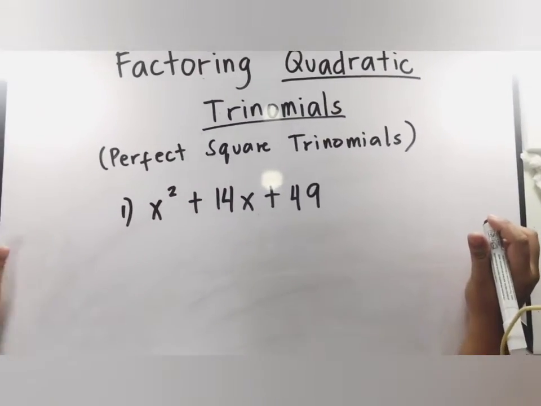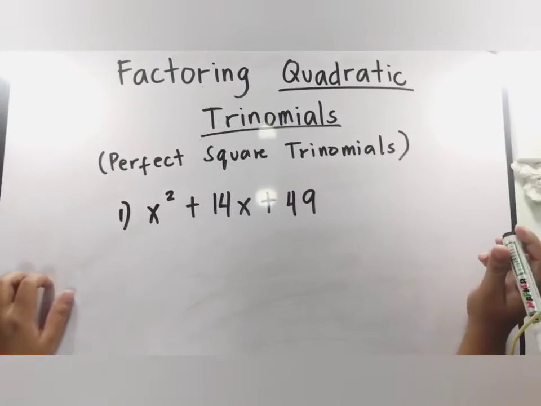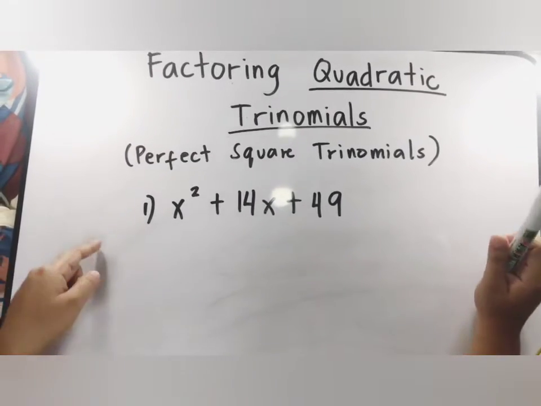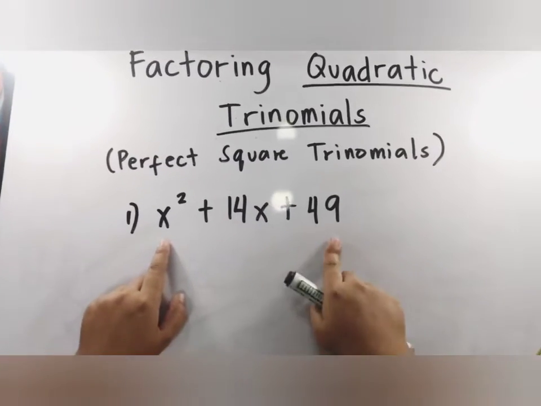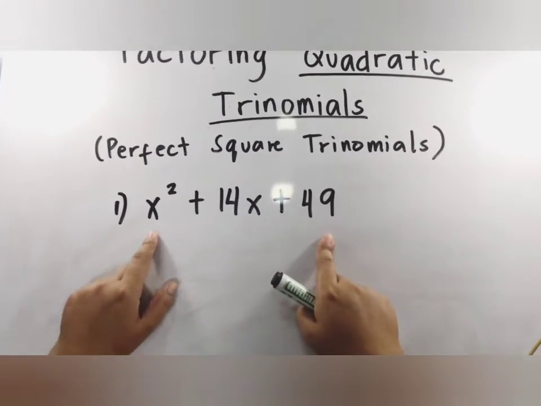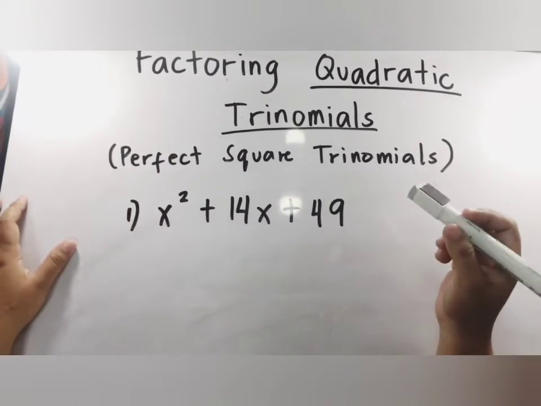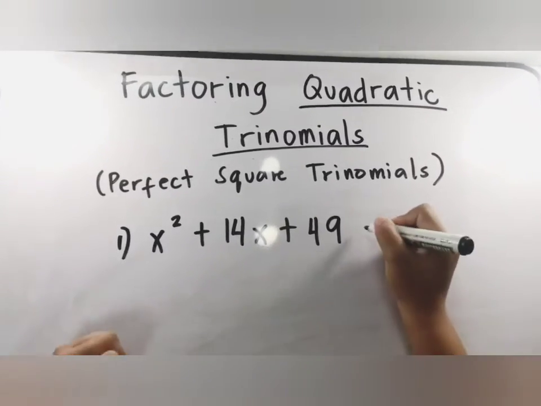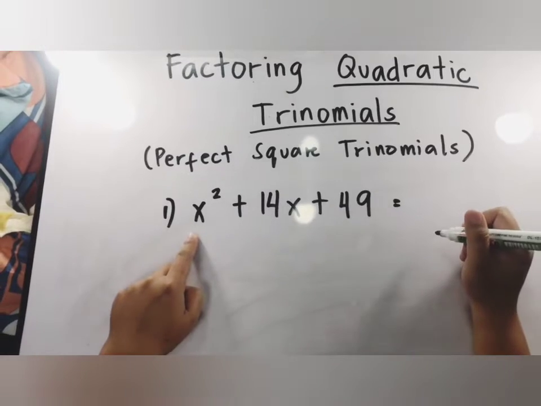Going now to factor the first given. It is x squared plus 14x plus 49. So first, let us check if this is an example of a perfect square trinomials. So first term and last term must be a perfect square. X squared, perfect square. 49 is also a perfect square. Now, middle term, so we get the square root of the first term. The square root of x squared is x.